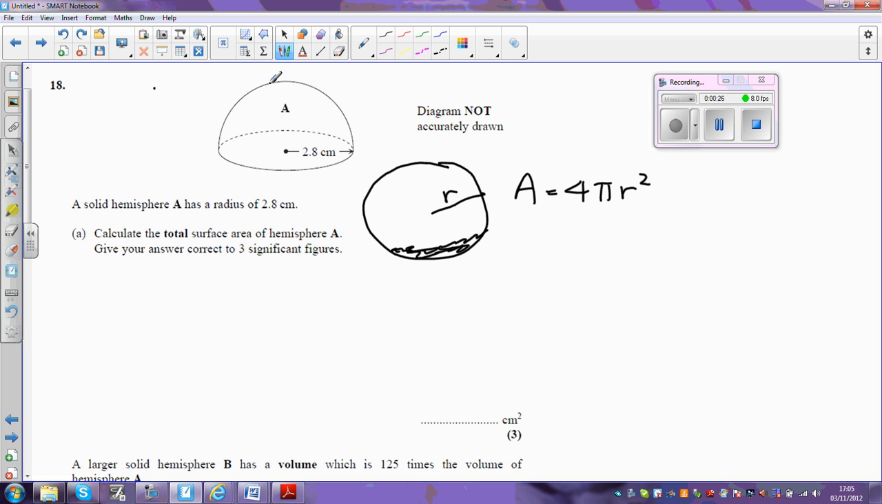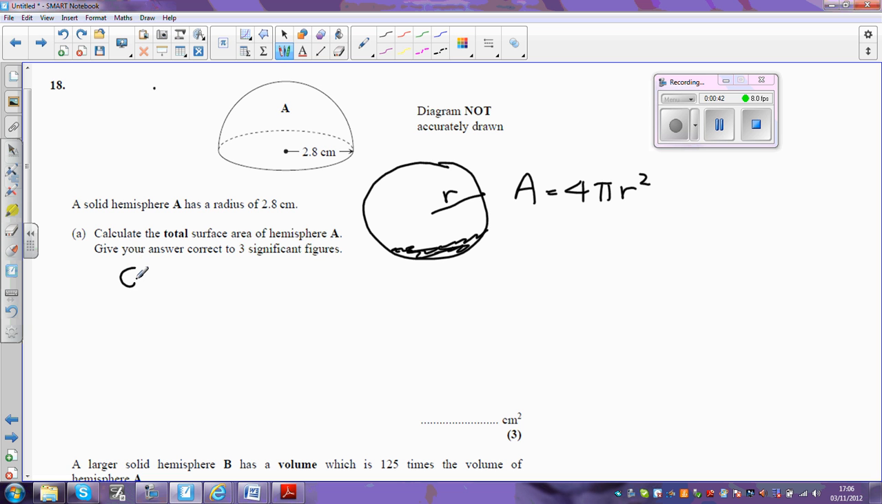Okay, so here we have a hemisphere. Now the problem here is in two parts. First of all, we have to find the curved surface area, so that's the bowl-shaped piece on top here. Then we have to add on the area of this circle on the bottom. Okay, so let's get started.